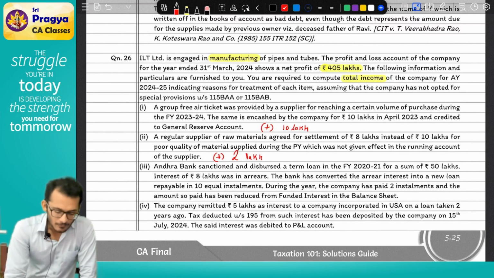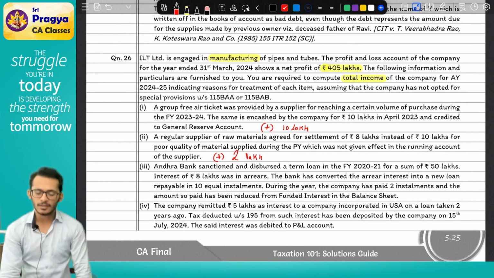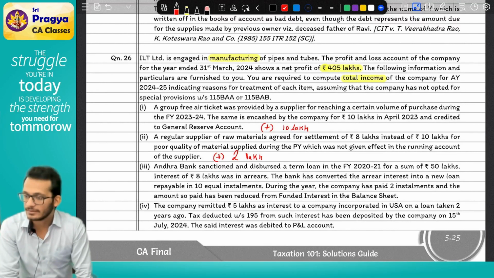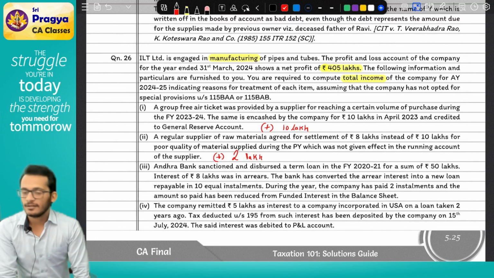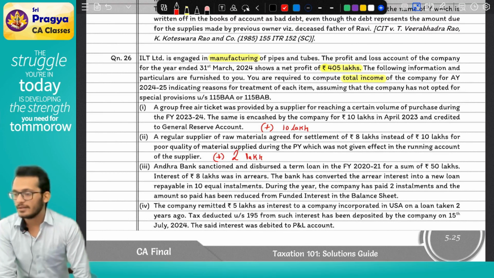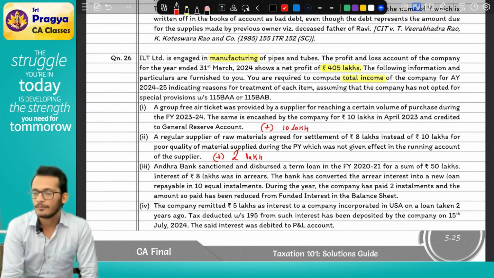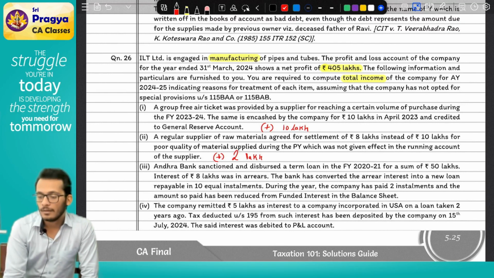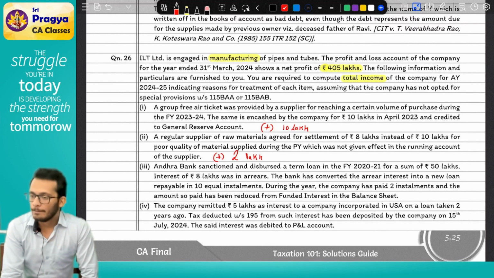Next. Andhra Bank has sanctioned and disbursed a term loan in the financial year 2021. Is 2021 your previous year or earlier previous year? Earlier previous year. So I have been disbursed a term loan of 50 lakh rupees in 2021. Interest of 8 lakhs was in arrears. If you had arrears of interest of 8 lakh rupees, would you have got it as a deduction in the past years or not? I would not have got it as a deduction because it would have been disallowed under 43B.